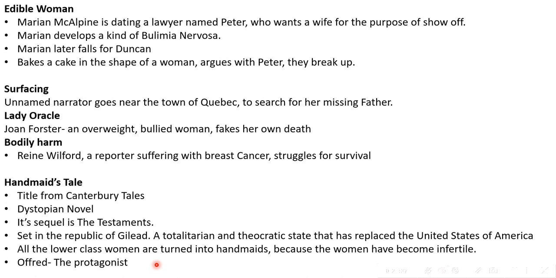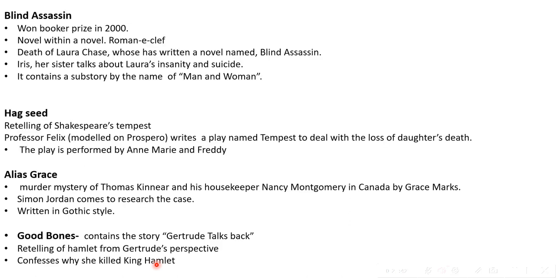Okay. The next one is The Blind Assassin, which won the Booker Prize in 2000. And it is a novel within a novel, and a roman à clef, a novel with a key. What do you mean by a novel with a key, or roman à clef?